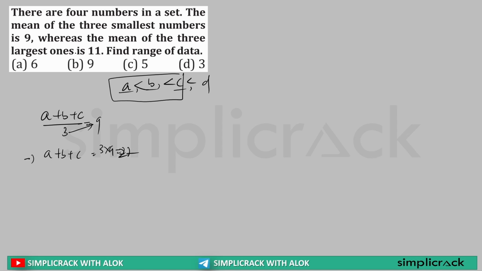Now the second thing, it is saying whereas the mean of the 3 largest ones, that is B plus C plus D. So the largest ones, B plus C plus D divided by 3 is equal to 11. So B plus C plus D is equal to 3 into 11. That is equal to 33.